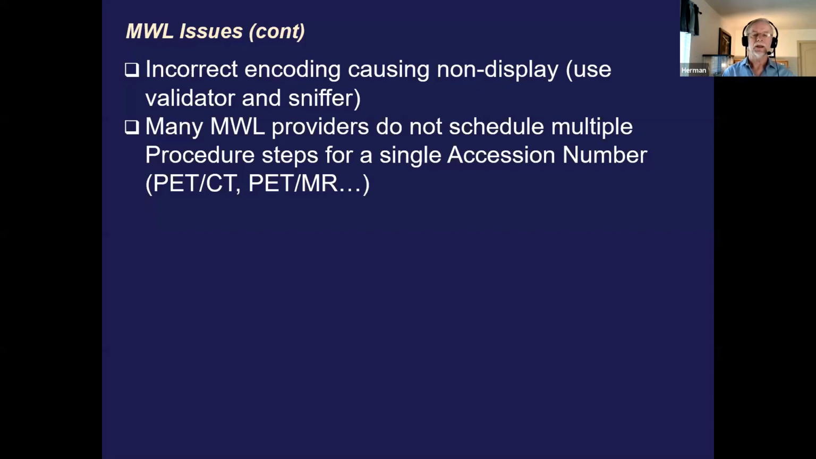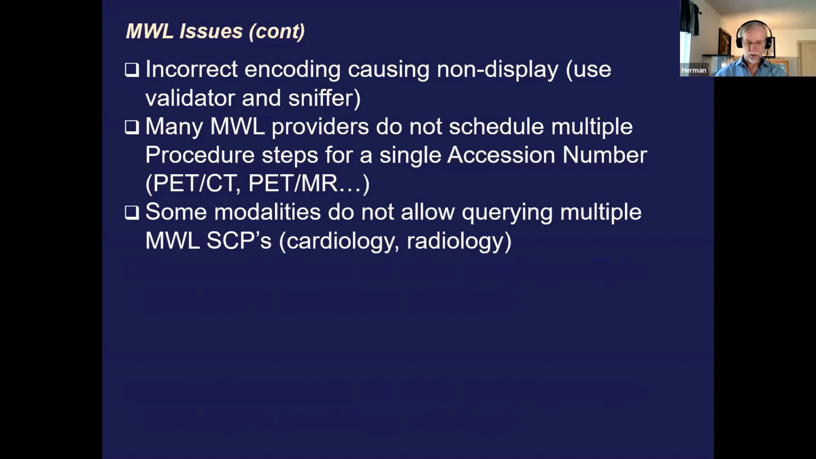Accession number A, B, and so on, child, parent, and things like that. Some modalities do not allow querying multiple modality worklist SCPs. So if you schedule cardiology and radiology, and you use an ultrasound for both departments, or even another department, who knows what, right? How do we make sure that we get the worklist? So we need to be able to go to the worklist and pick worklist 1, pick worklist 2.